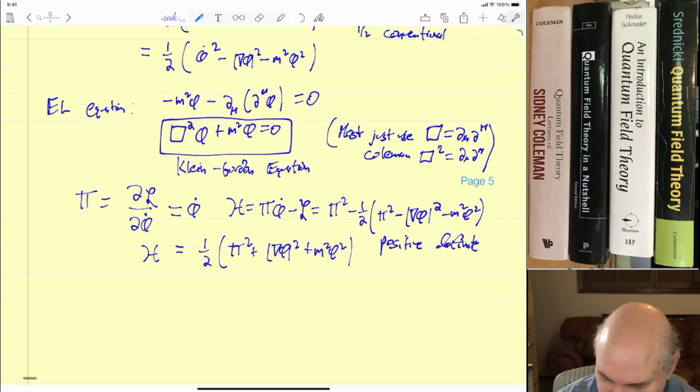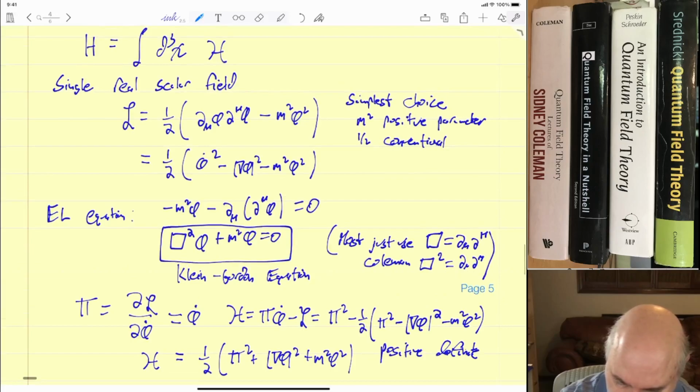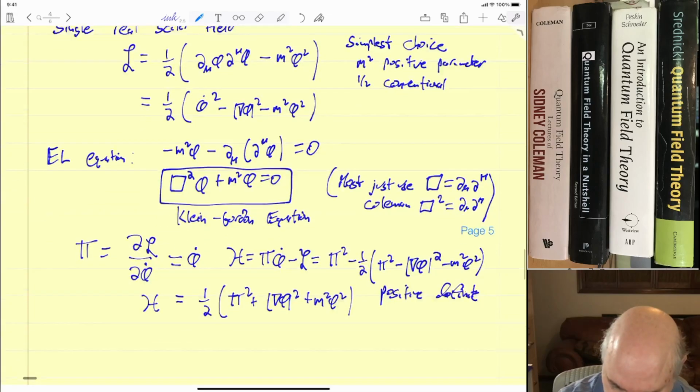All the terms here are positive, so it doesn't matter if we have a large gradient or anything. That sort of determines the sign in our original Lagrangian. If you put a plus here instead, you're going to end up getting a minus there, and that's going to be a problem.